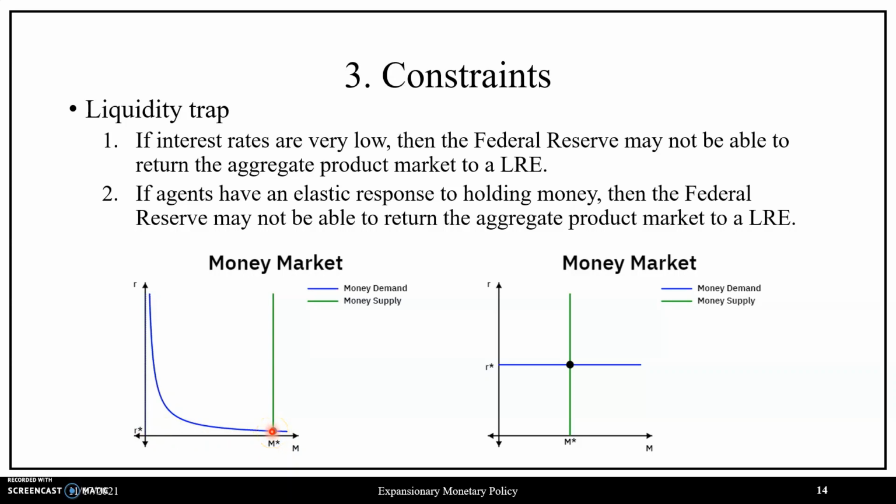Here we see that interest rates are very low, and in terms of how expansionary monetary policy works, shift money supply to the right in order to decrease interest rates so investment increases, stimulating aggregate demand. Here, interest rates are very low already, so there's not a lot of wiggle room in terms of what the Federal Reserve can do in terms of lowering the interest rate.